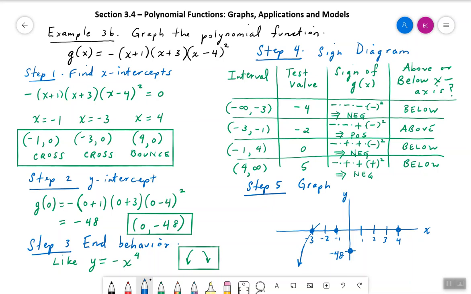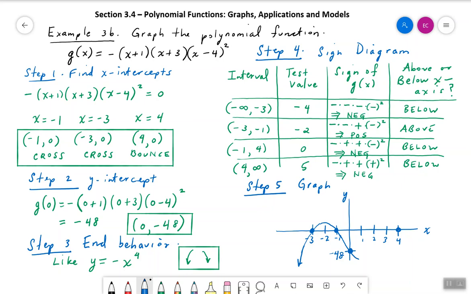And then we need to start coming back down to get to the next x-intercept at -1. And furthermore, we're going to cross there. So I'm going to continue the graph through the next x-intercept. I'm going to cross back over the x-axis. And then I need to catch the y-intercept at -48. And then I just need to head back up toward the last x-intercept at 4.